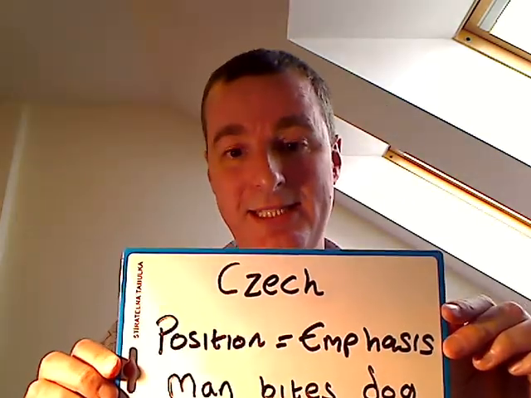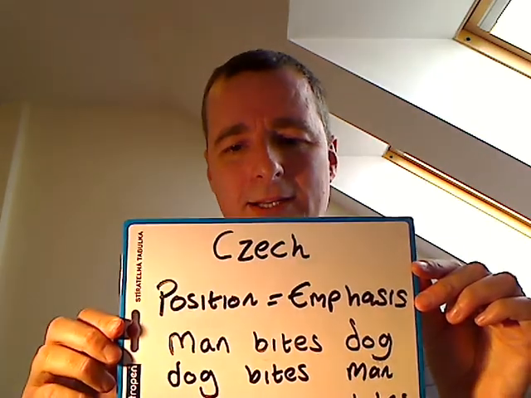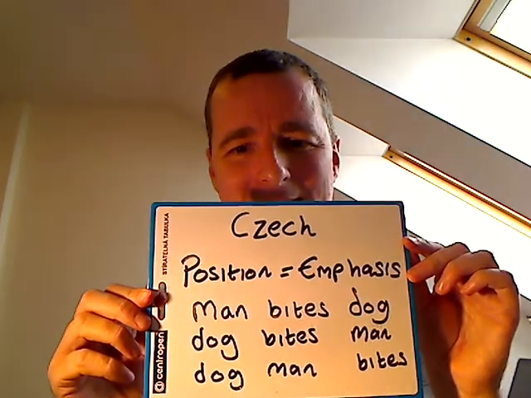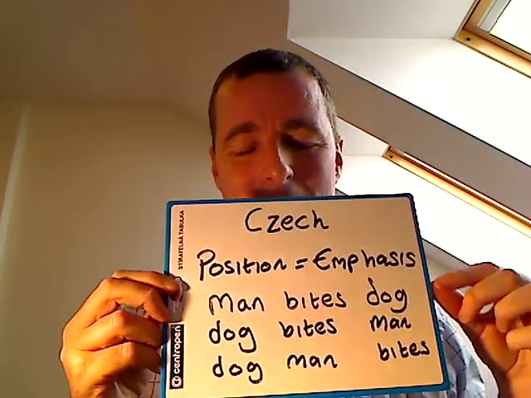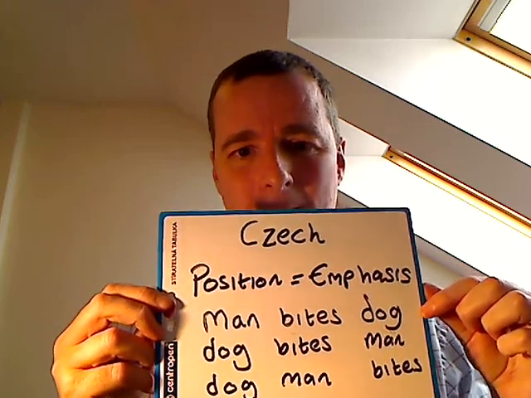Now, that isn't the case, though, in Czech. The position doesn't tell you who's doing the biting. If I said, man bites dog, in Czech, you don't know who's doing the biting just from the order of the words. Instead, in Czech, the position is used for emphasis. Man bites dog, dog bites man, and dog man bites all mean the same thing. The only reason we've readjusted the words is because we want to emphasize the dog.